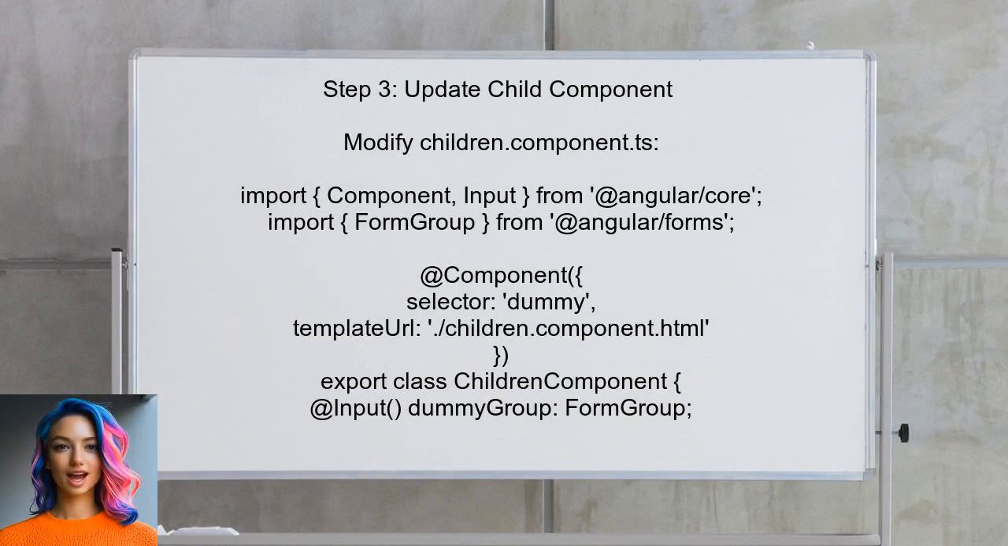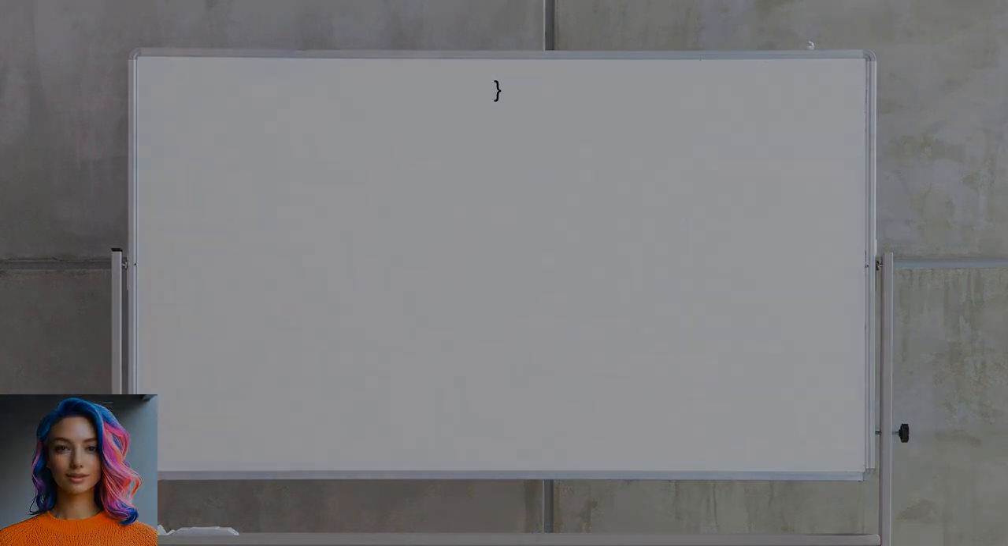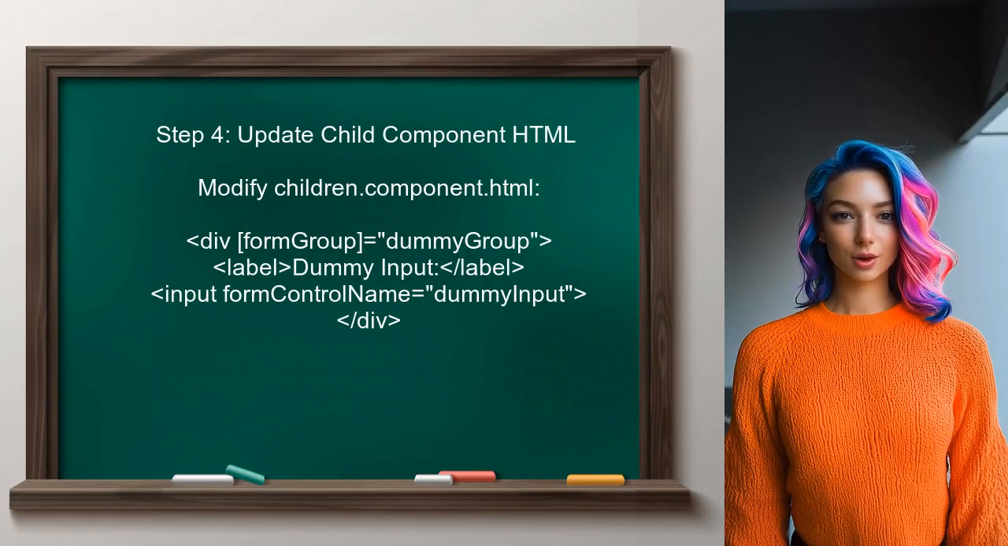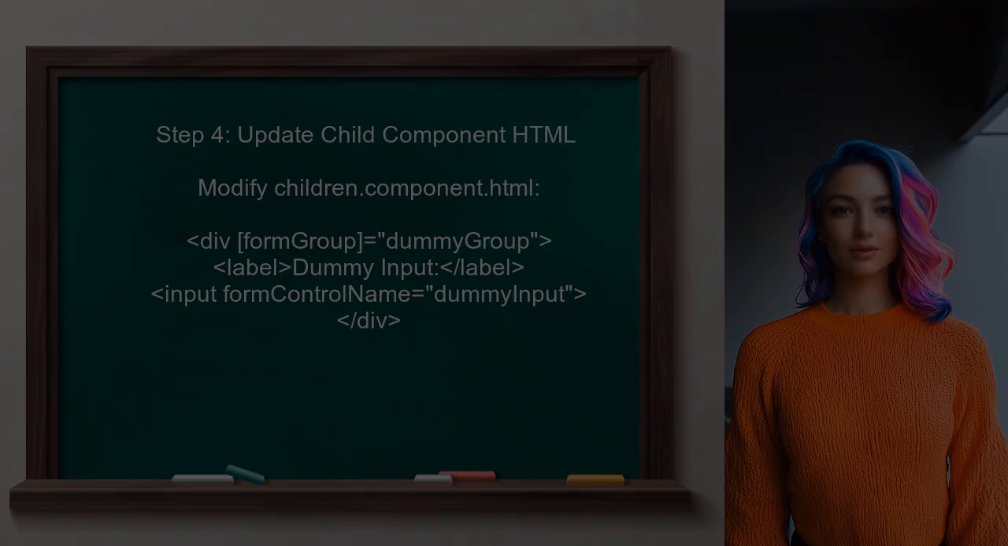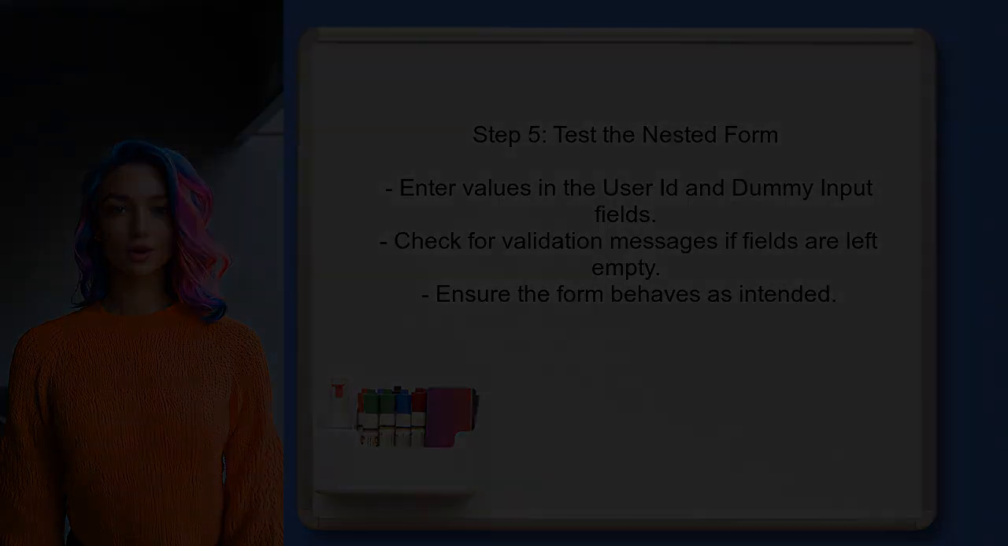Now, the user should focus on the child component. The child component needs to receive the form group from the parent. This can be done by using an input property to pass the form group down. Finally, the user should ensure that the child component's HTML correctly binds to the passed form group. This will allow the child component to manage its own input validation. With these changes, the user should now have a functioning nested form with validation. They can test the form by entering values and checking if the validation works as expected.